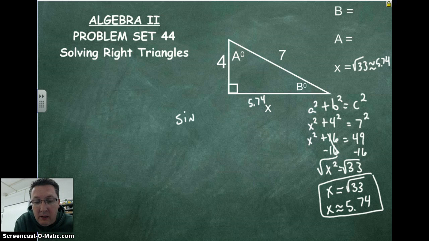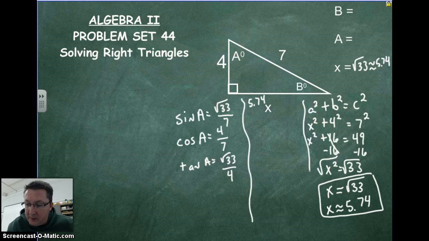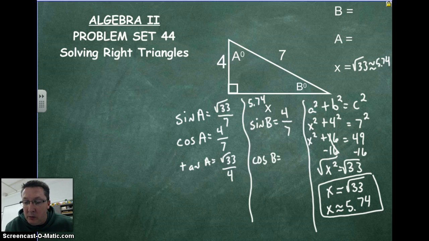If I look at sine of A, opposite over adjacent. So let's leave that as the square root of 33. I'm sorry, opposite over hypotenuse. Opposite side is the square root of 33. Hypotenuse is 7. Cosine of A is adjacent side, 4 over hypotenuse, 7. Tangent of A is opposite, which is the square root of 33, over adjacent, which is 4. All right, now let's do the same thing with B. Sine of angle B, opposite side from B is 4 over the hypotenuse, 7. Cosine of B is adjacent side, which was that square root of 33 over the hypotenuse, 7. Tangent of B is opposite over adjacent. So 4 over the square root of 33.